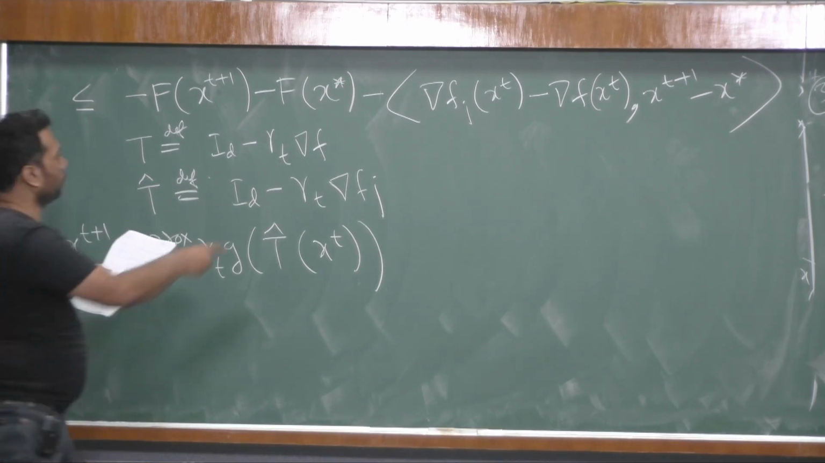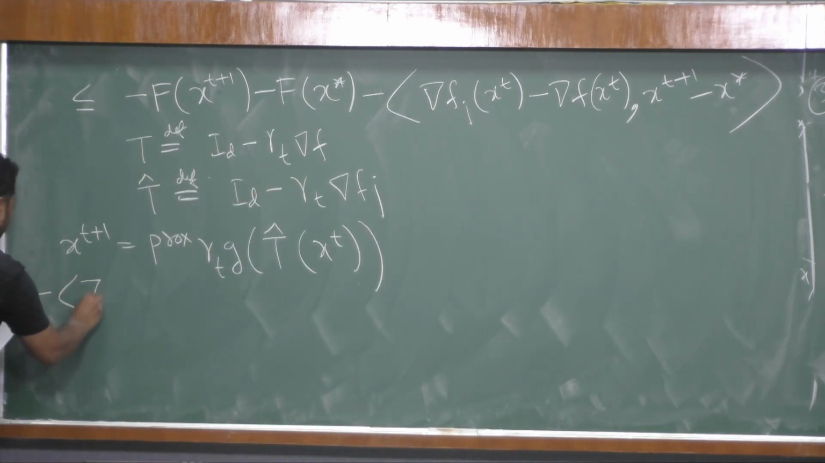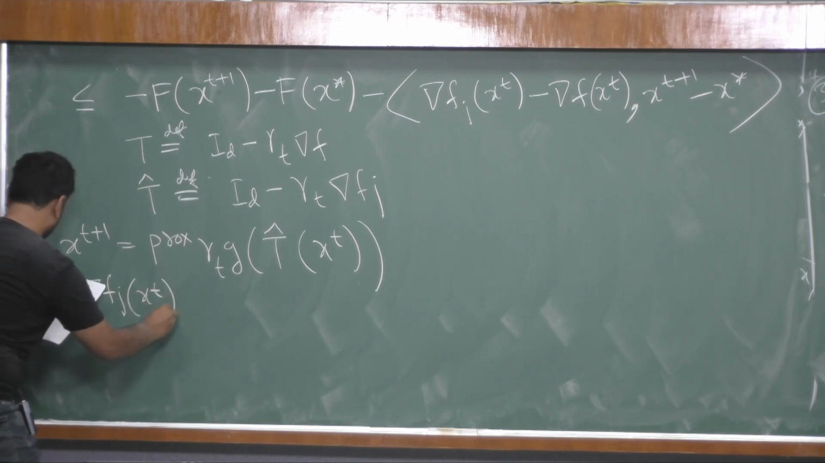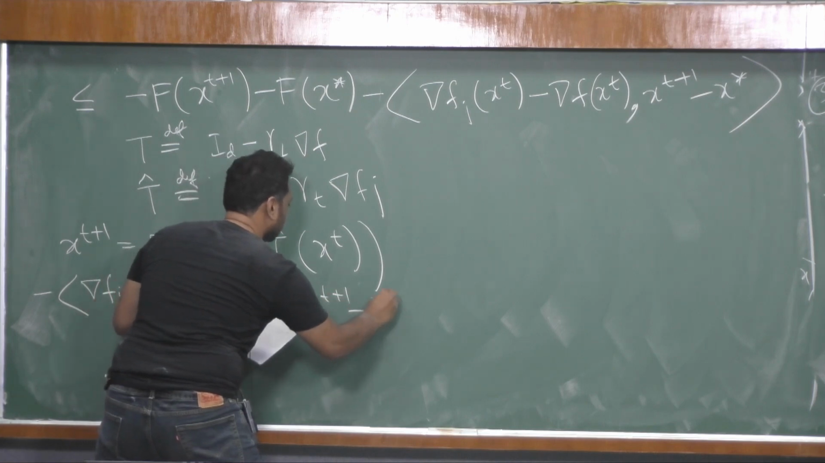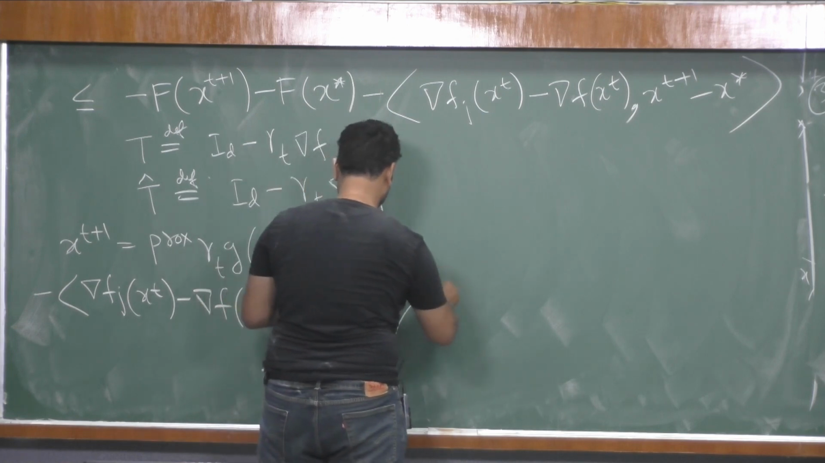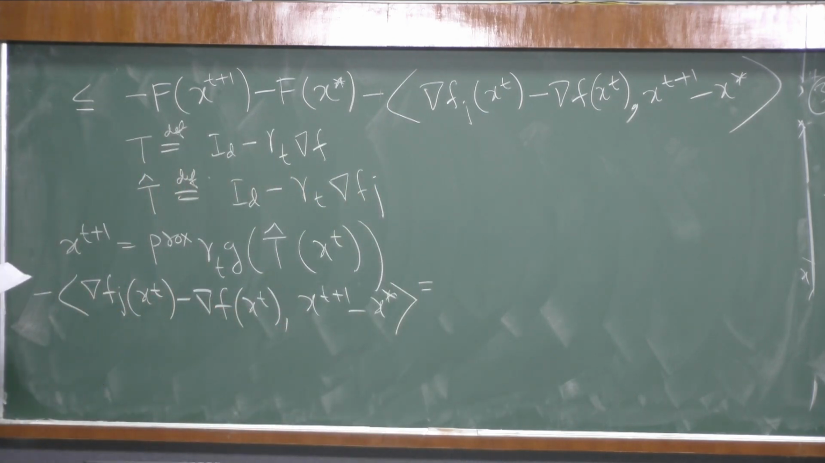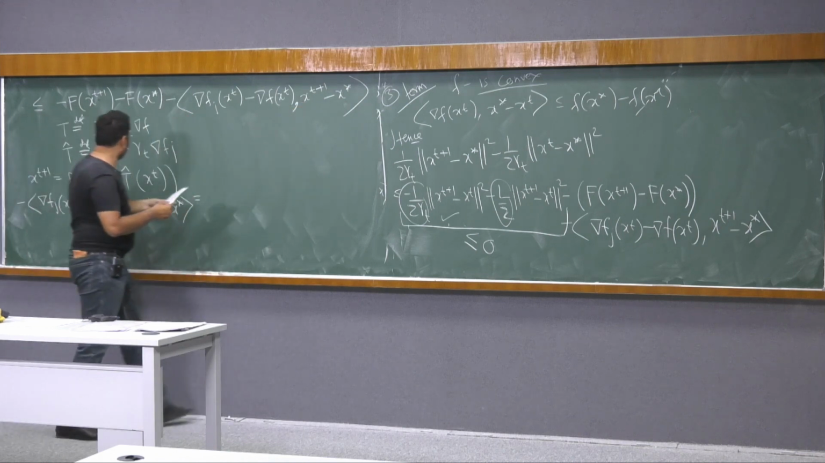Then we look into this. This is our focus right now. Let us see what this becomes. So this is minus grad f j xt minus grad f xt, and then xt plus 1 minus x star. And then this is equal to, what I will do here is add and subtract the proximal of T xt, and this xt plus 1 can be replaced by this proximal.